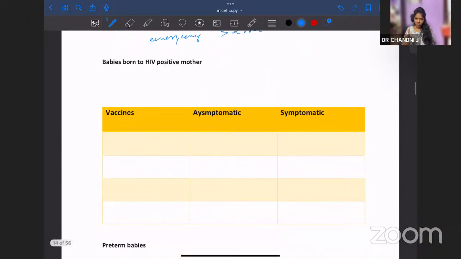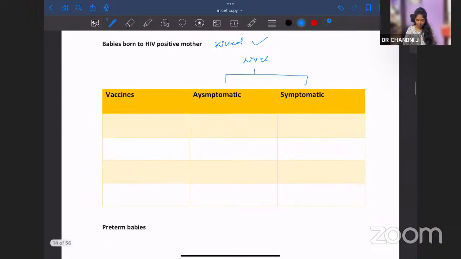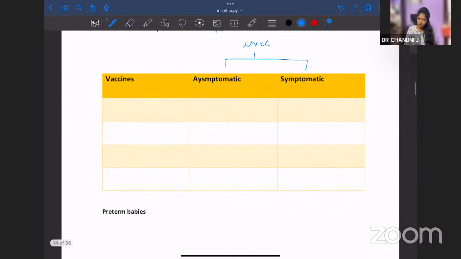If a baby is born to an HIV positive mother, what to do? Killed vaccine can be given. What about live vaccines? It depends on whether the baby is symptomatic or asymptomatic. So, if the baby is not having any symptoms, you call it asymptomatic. So, what are the live vaccines you are supposed to give in an HIV baby? BCG, MMR, varicella, OPV. Now, we'll see.